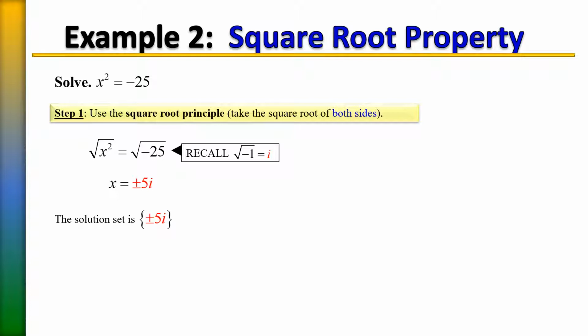So remember, when you take the square root, you use the square root principle. On the right side, it is going to be plus or minus whatever that root equals. And in this case, the square root of negative 25 equals 5i. So x equals plus or minus 5i.